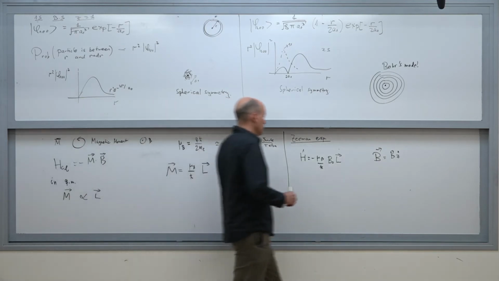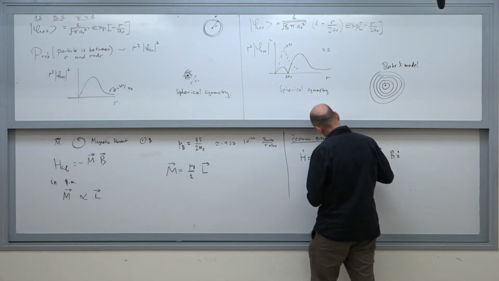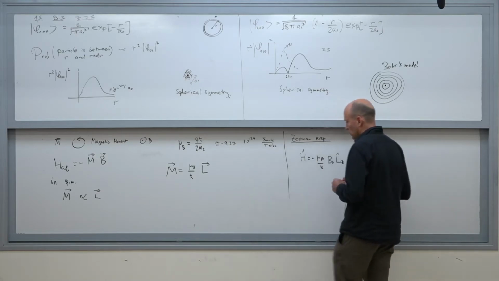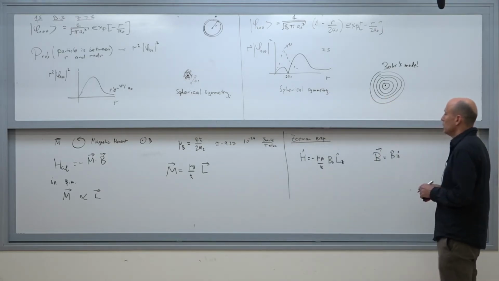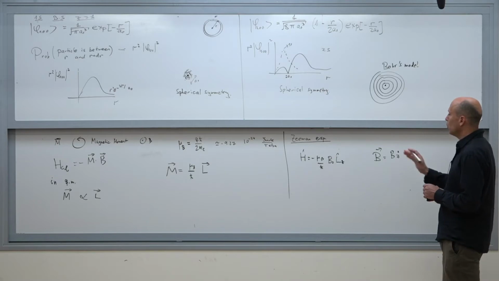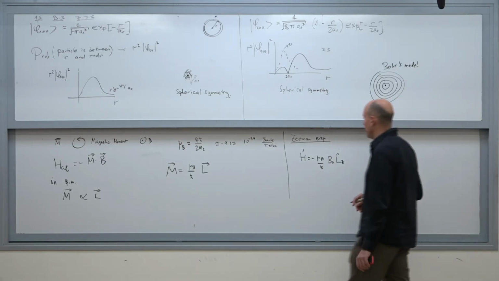Sorry, LZ, because there is a dot here. This is LZ. So what does this Hamiltonian mean in the experiment?